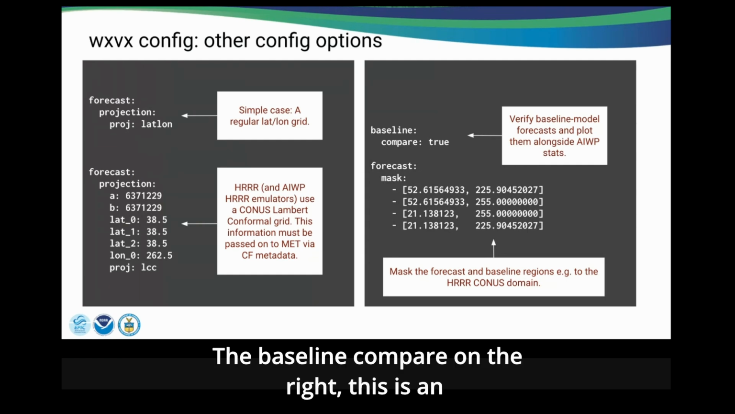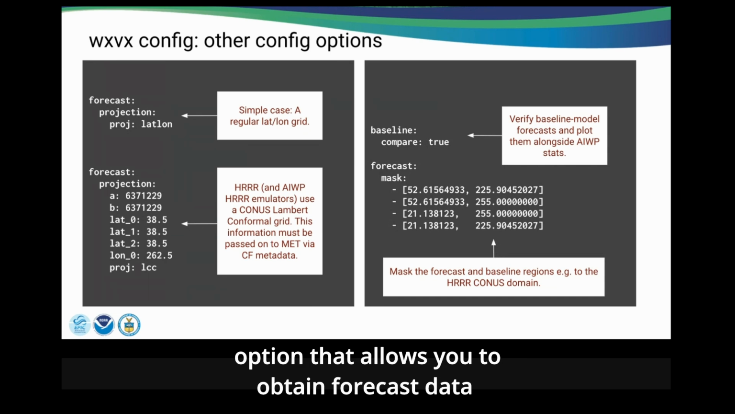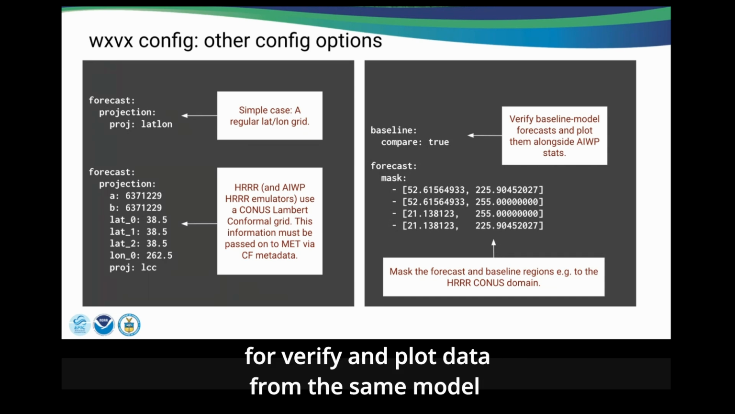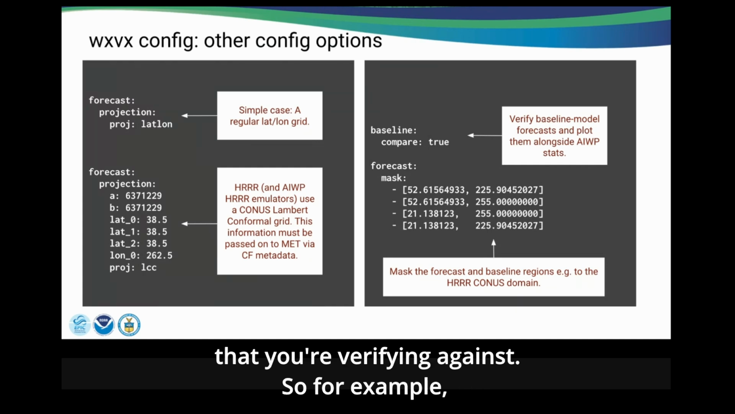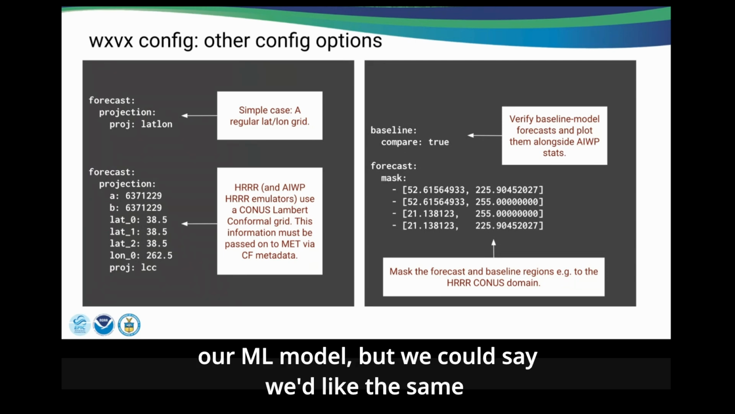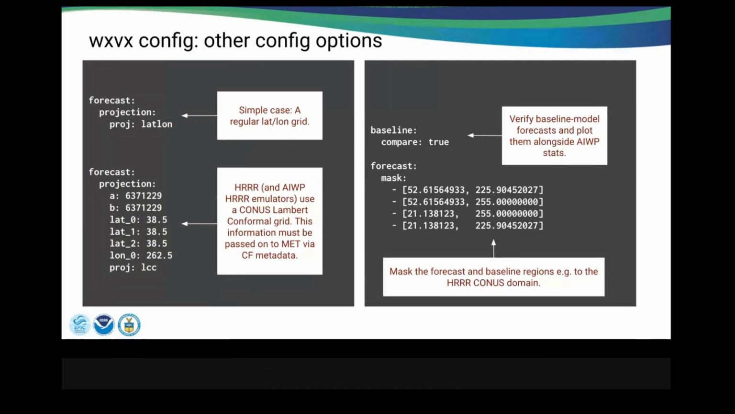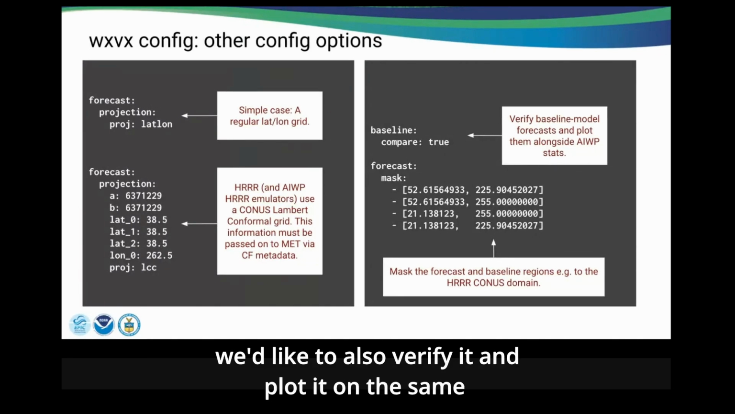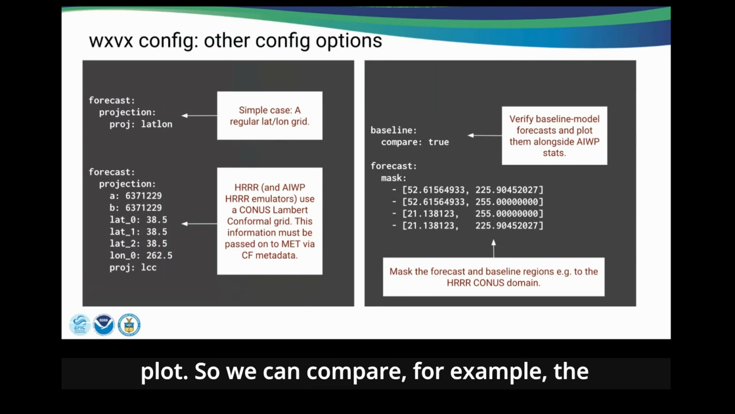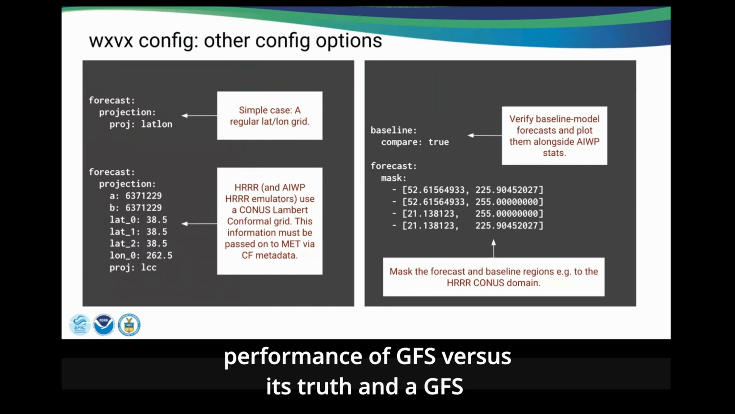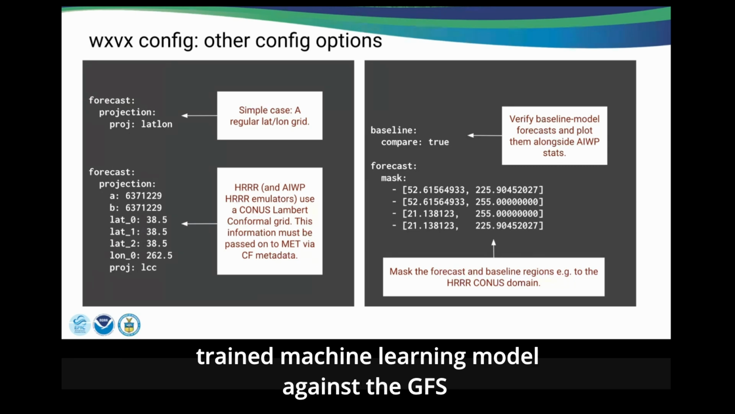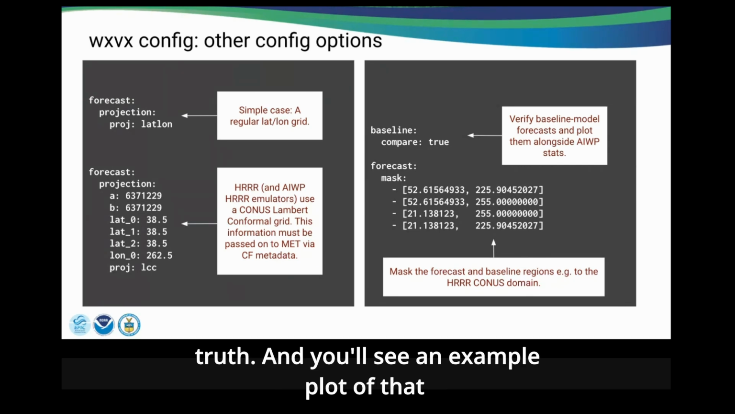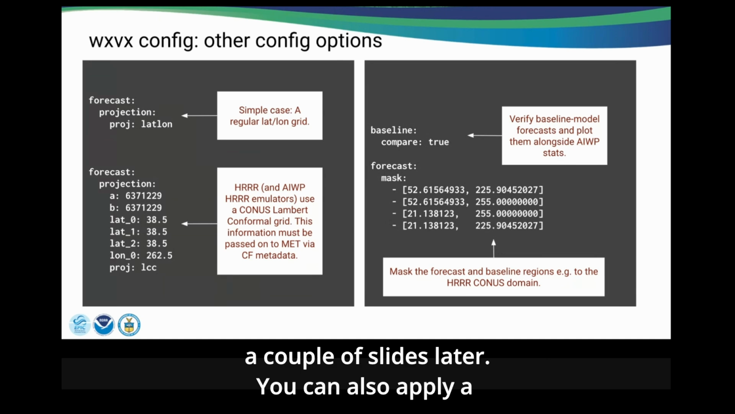The baseline compare on the right, this is an option that allows you to obtain forecast data for, verify, and plot data from the same model that you're verifying against. So for example, if we were verifying against GFS, we would have our ML model, but we could say we'd like the same valid time from the same cycle from GFS, and we'd like to also verify it and plot it on the same plot. So we can compare, for example, the performance of GFS versus its truth and a GFS-trained machine learning model against the GFS truth. And you'll see an example plot of that a couple slides later.